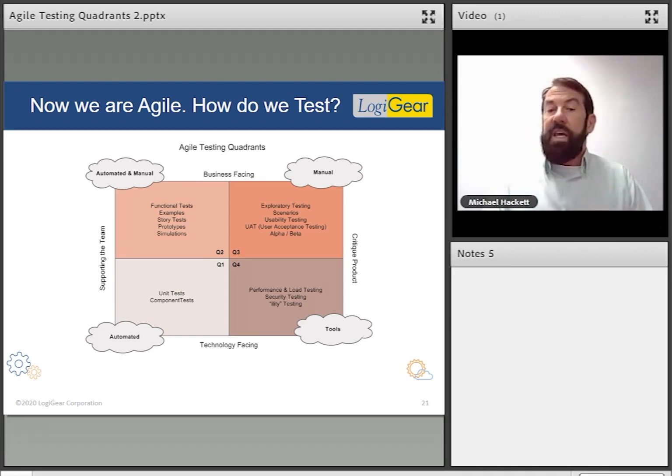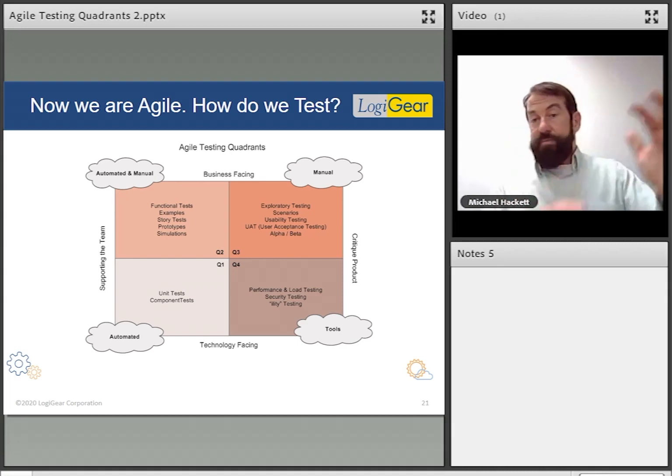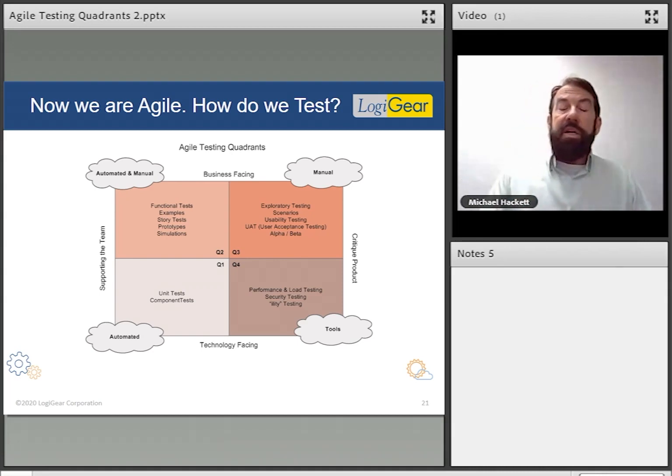And then we have tests that are going to be critiquing the product, and they're segmented out and quadranted off into quadrant 1, quadrant 2, quadrant 3, quadrant 4 that we're going to look at in more detail in a minute. So what I wanted to talk about here was this idea of agile testing and what agile testing is and how we got here. So we're going to stop.